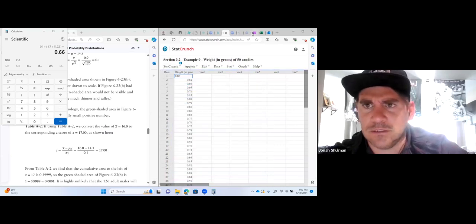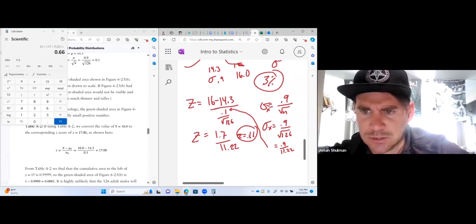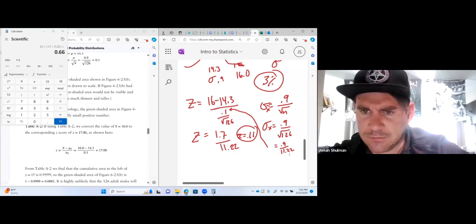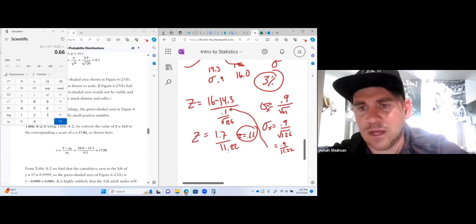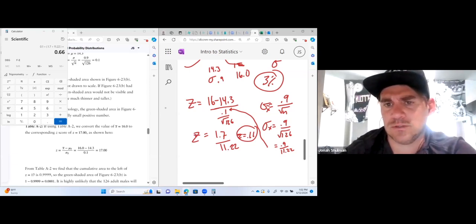They got 17. We got the 1.7 on top, but the bottom is just this value, which is 0.11. So I square rooted it twice. So we all make mistakes, right? We all make mistakes.